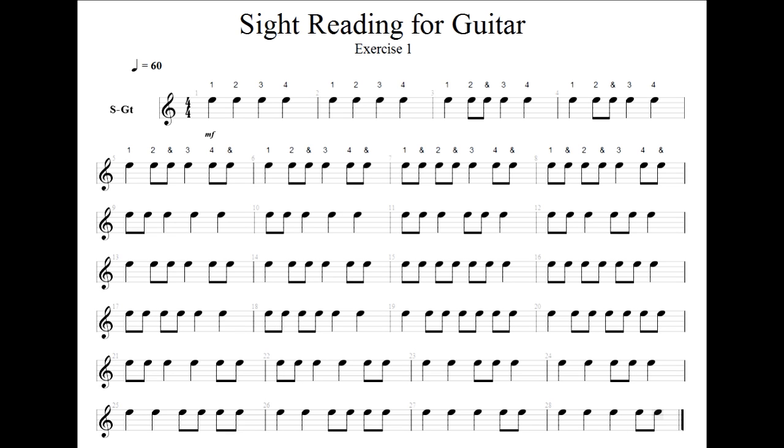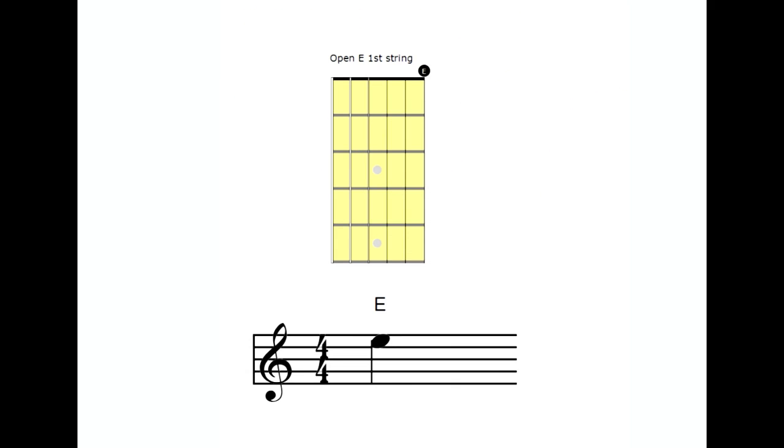Welcome to Sight Reading for Guitar, Level 1, Exercise 1, featuring the quarter note, the eighth note, and the E note. This is the E note on the fourth space of the musical staff. If we count the spaces, we have F, A, C, E, right there. And that note is found right here on the guitar. This is the bottom E string.